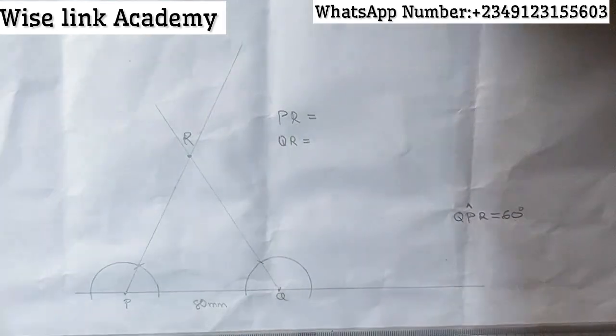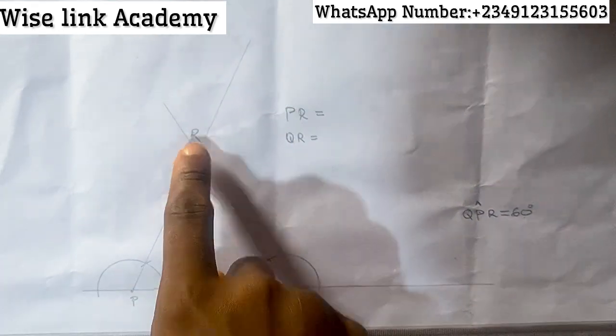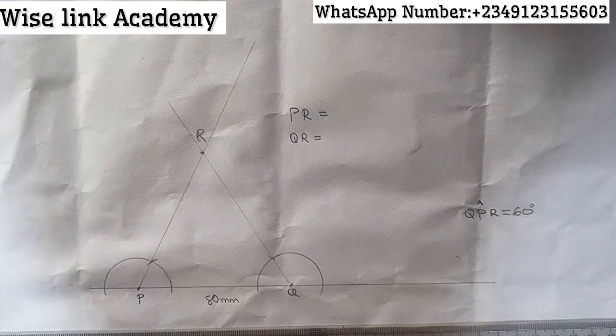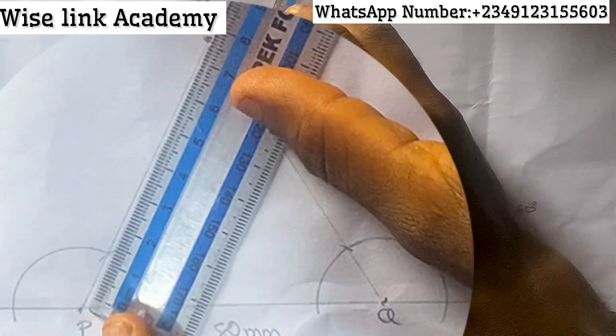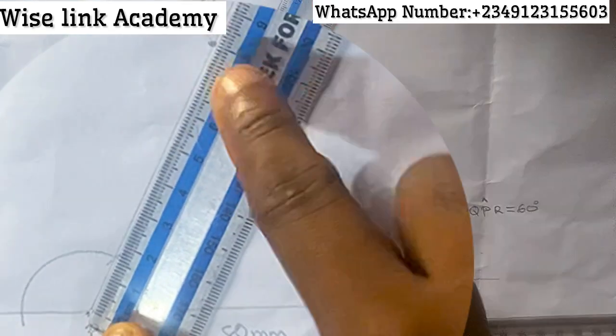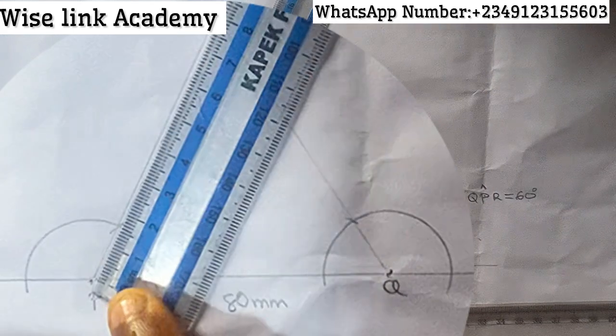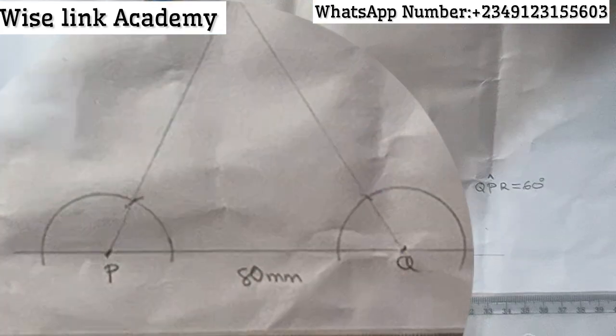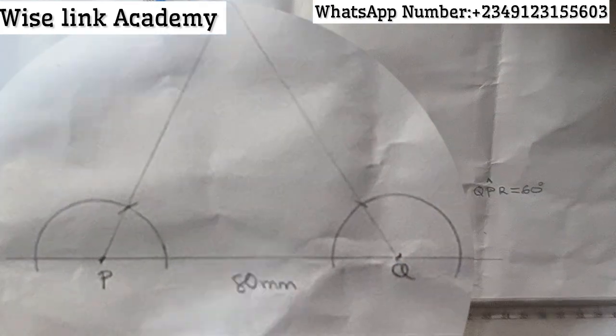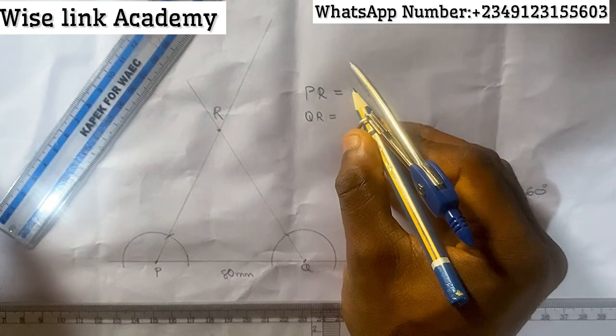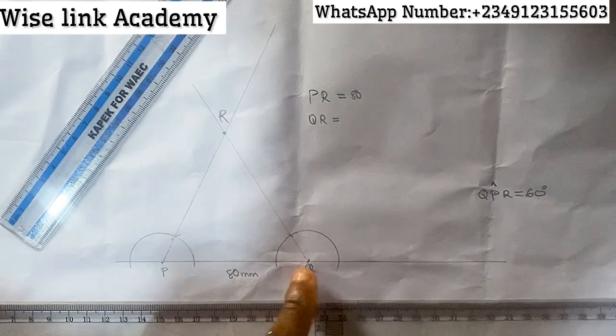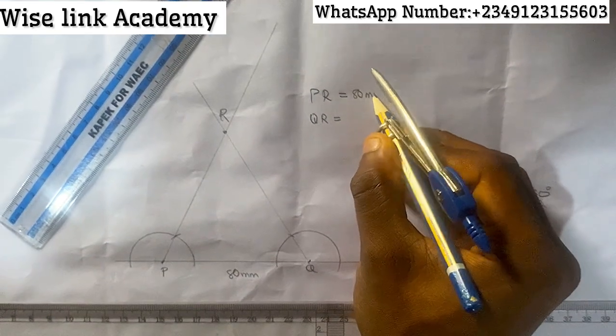Now observe, to get the length of PR, just measure it. This is PR from here to here. This gives me exactly 8. So my PR gives me 8 centimeter or 80 millimeter if I want to. So let's just, I think yes, this is millimeter. Let's use millimeter, 80 millimeter.